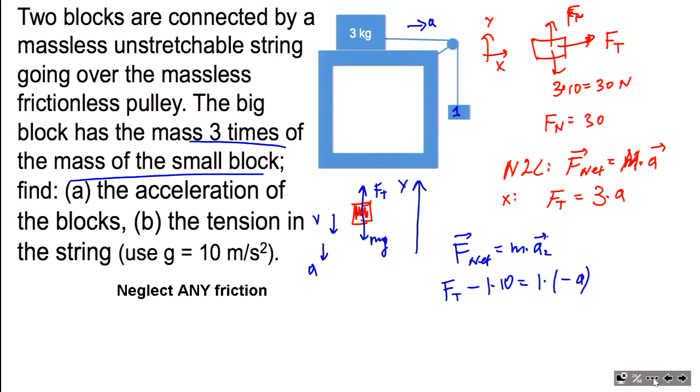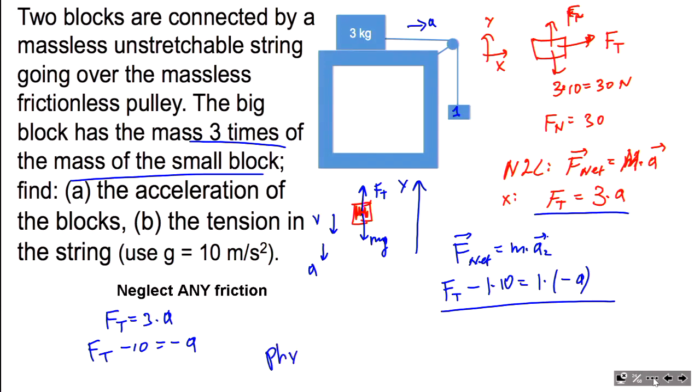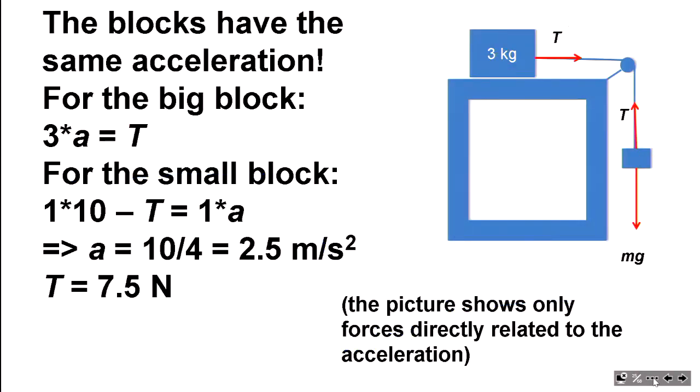What we have now is, again, a case of two equations and two unknowns. We can just rewrite the equations. Equation number one says tension equals 3 times A. Equation number 2 says tension minus 10 equals negative A. Well, this is a simple equation, of course, to solve, and you should practice, and that's going to be the answer for that.